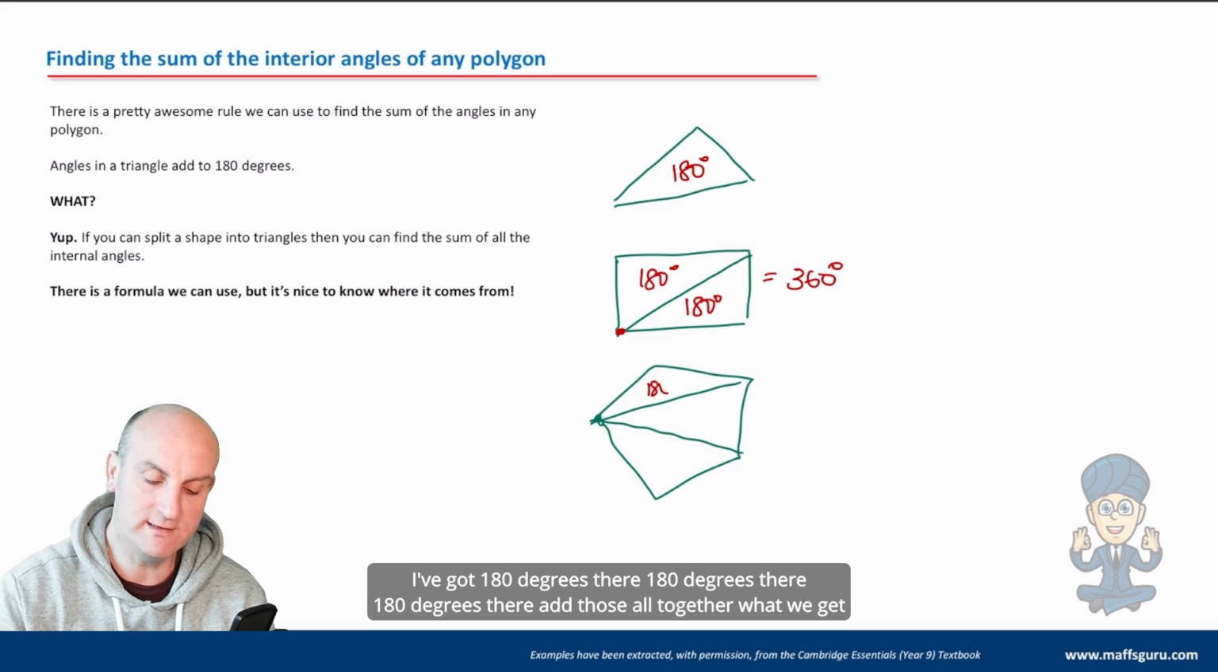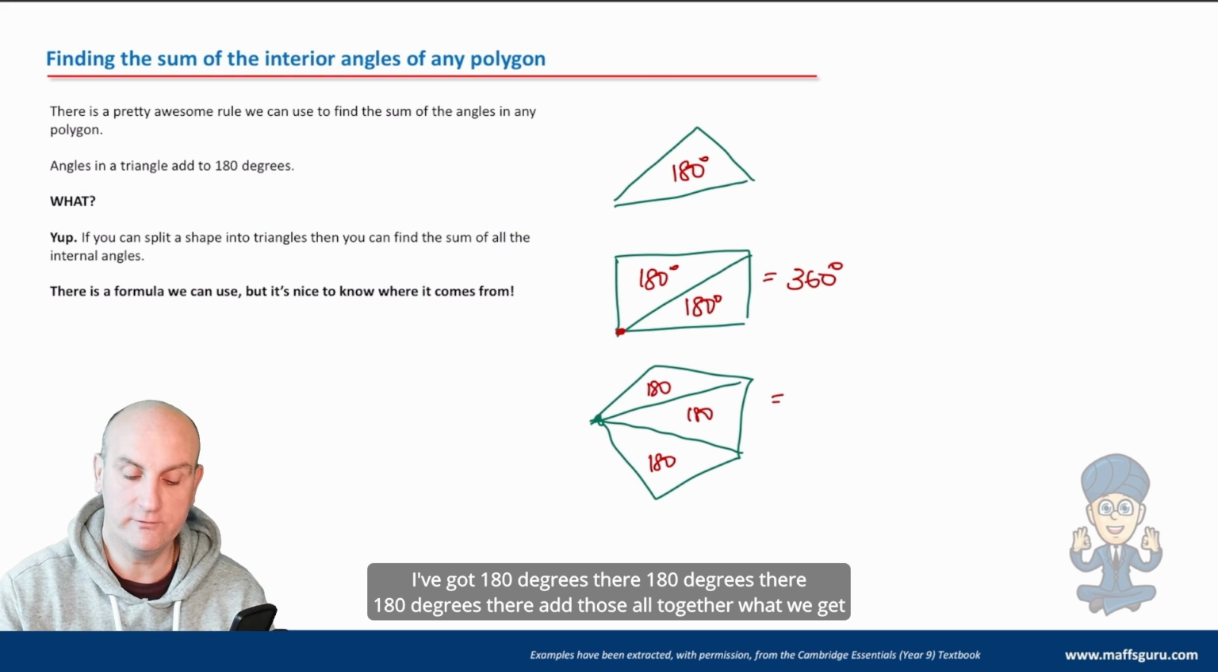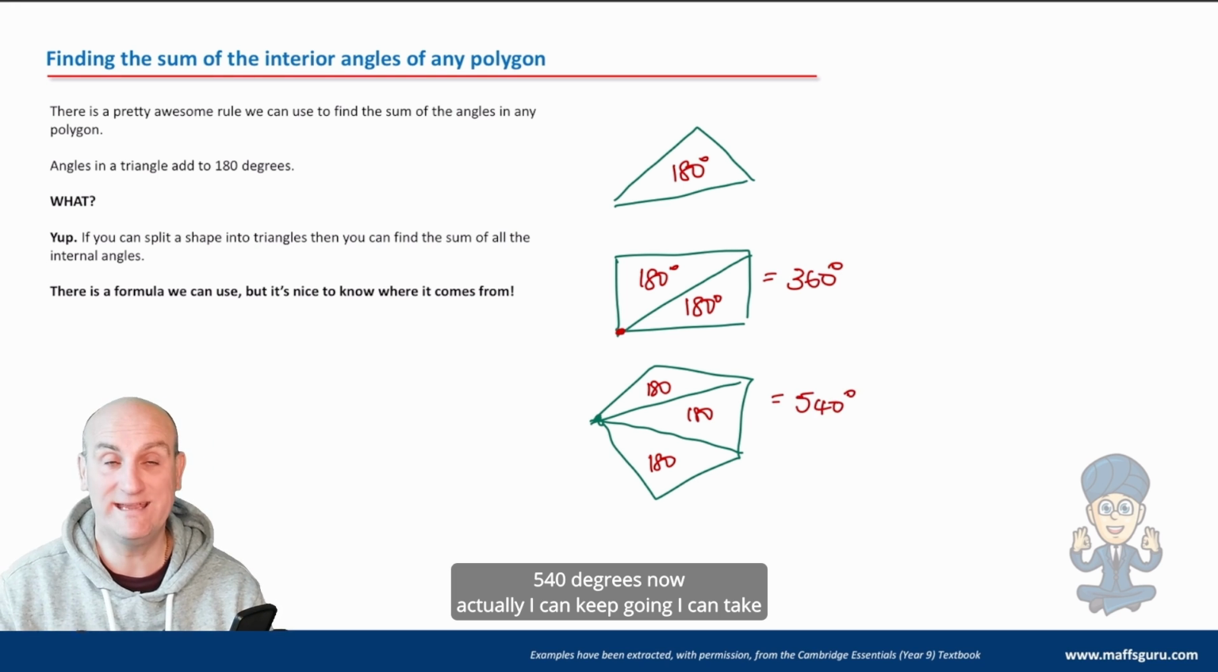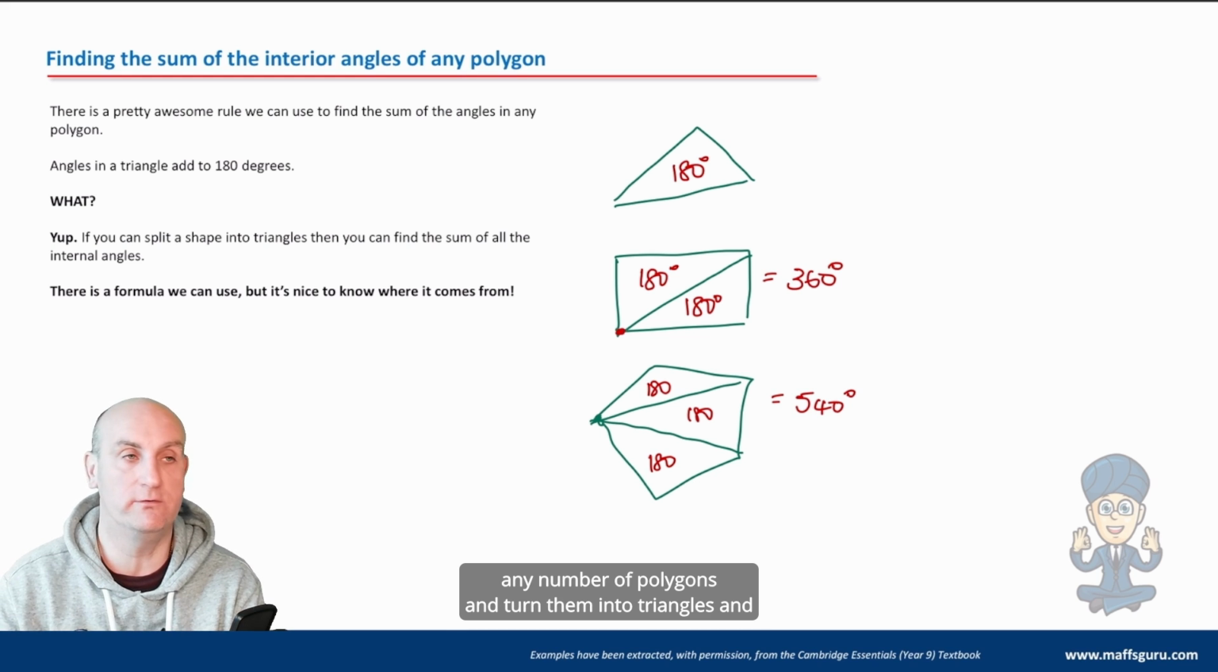I've got 180 degrees there, 180 degrees there, 180 degrees there. Add those all together. What do we get? 540 degrees. Now, actually, I can keep going. I can take any number of polygons and turn them into triangles, and ka-ching, I can come up with the number of interior angles.